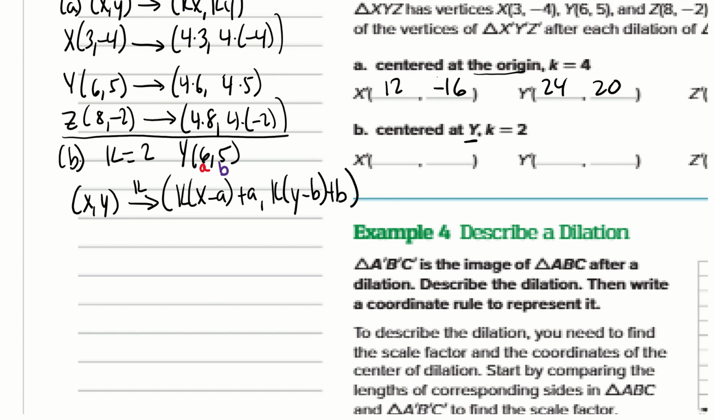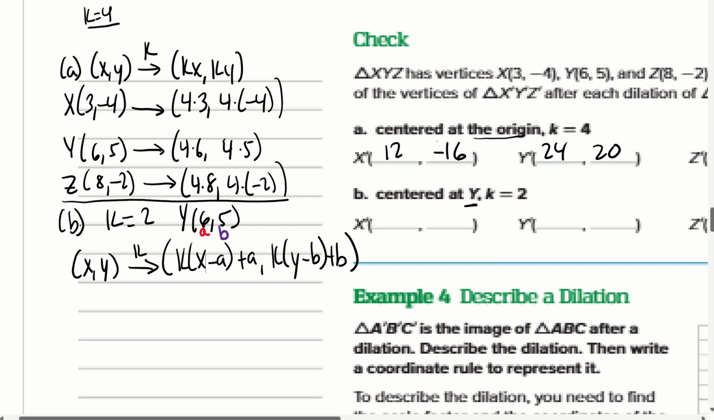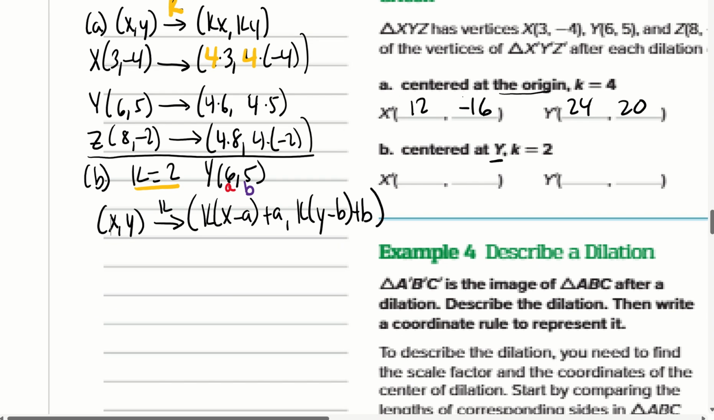And I'm going to plug those in colored. I should have really done that for the scale factor, so I will do that for part B. For the scale factor, I'm just going to put the color as well. So here the scale factor is 2. All right, so let's plug it in. Let's do the first coordinate. So we know X is 3, negative 4. So that's going to be our x and y. So this is going to be little x, little y. I'm going to put those in there in black. The rest of them are going to be colored.